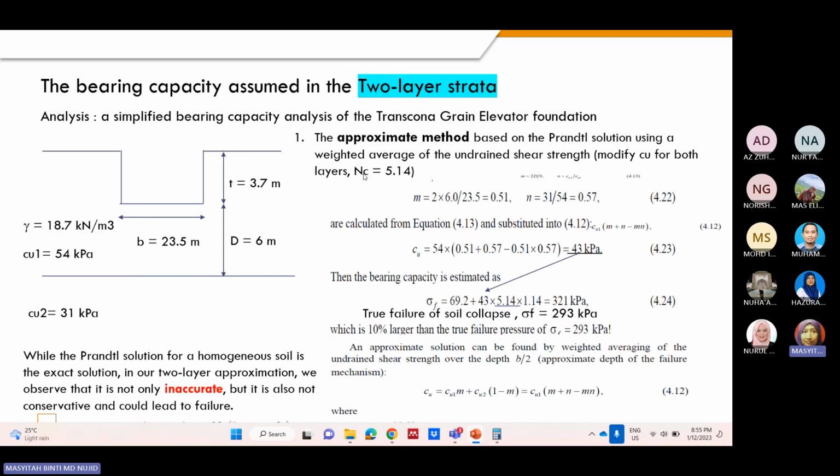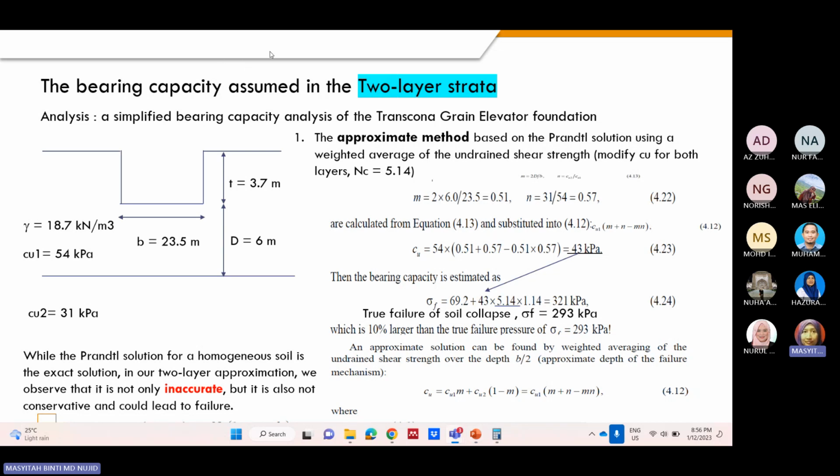But how kalau kata kita analyze in the two layer strata? So just now masih lagi consider as the single layer. So now kalau you nak analyze as a two layer strata with the effect of different Cu upper layer and lower layer, we can see that right now kita kena masuk weight factor lah. Weight factor M, weight factor N. So weight factor M dengan N ni dah kira awal lah. Maknanya the M kita akan dapat 0.51, N sama dengan 0.57. M tu sama dengan 2D darab B, N sama dengan Cu2 bagi dengan Cu1 daripada equation 4.13.